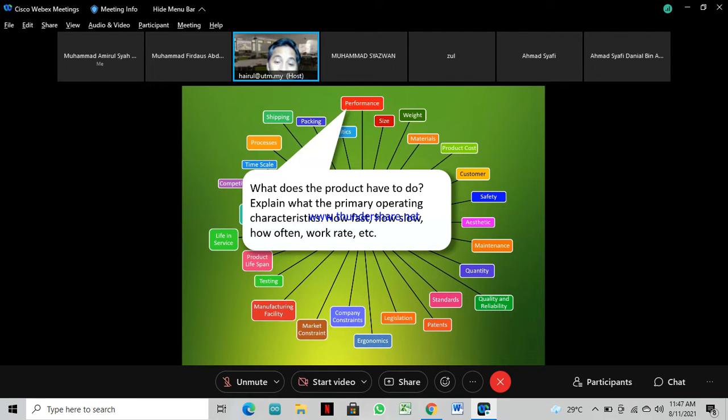Okay, your machine, you design a machine that will feed the cow. What type of food will this machine feed? You mention that too. See? That is the performance of your machine. Understand? Okay, that is what I said.